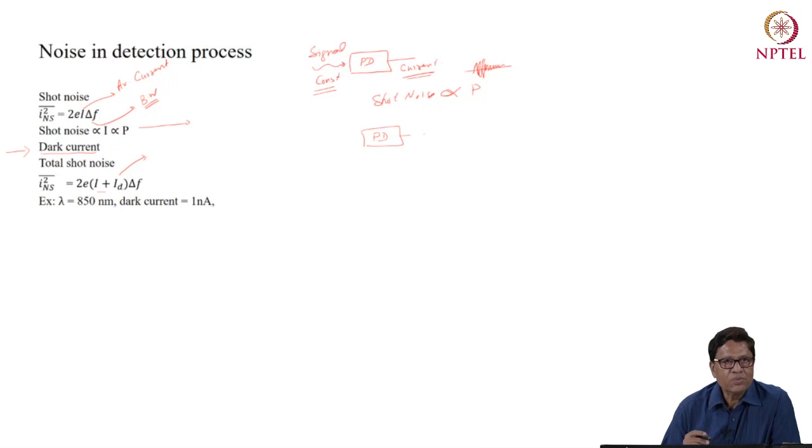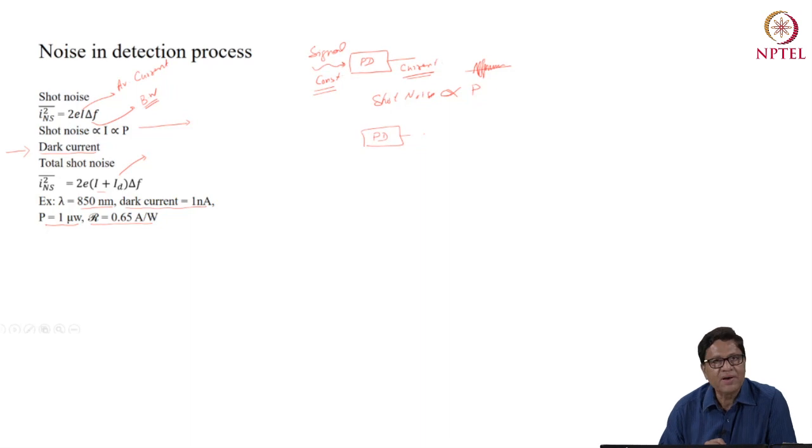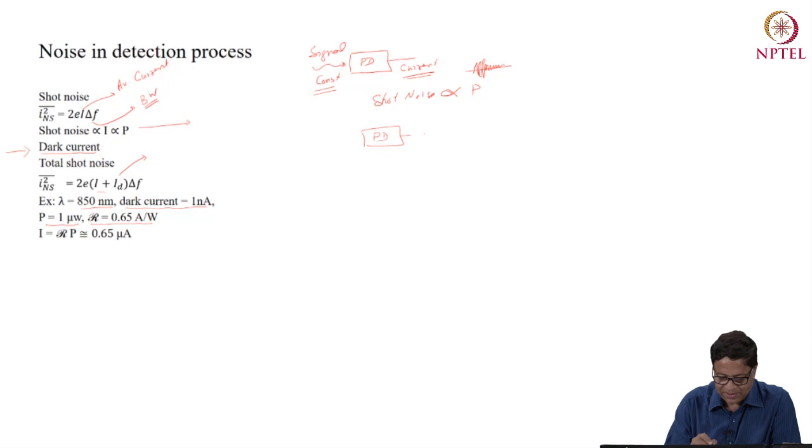Let us try to calculate what typical values the shot noise current has. Suppose I work at 850 nanometers and I assume a dark current of 1 nanoampere, my power is 1 microwatt, and responsivity is 0.65 amperes per watt. So the photocurrent I which is generated is responsivity into power, which is 0.65 microamperes. And I plug these values into the shot noise expression.